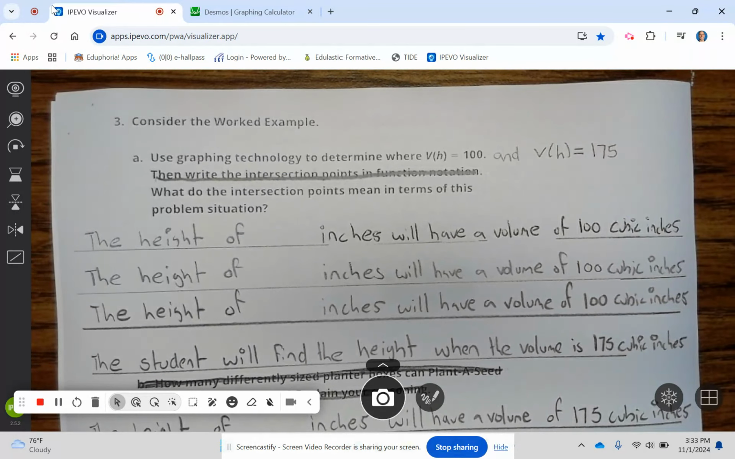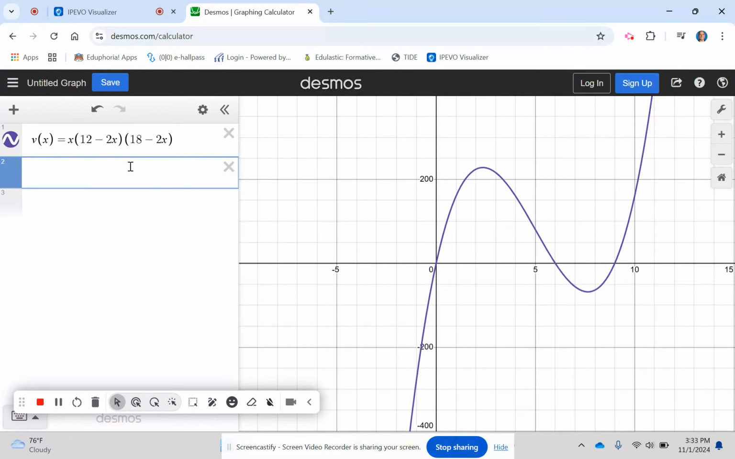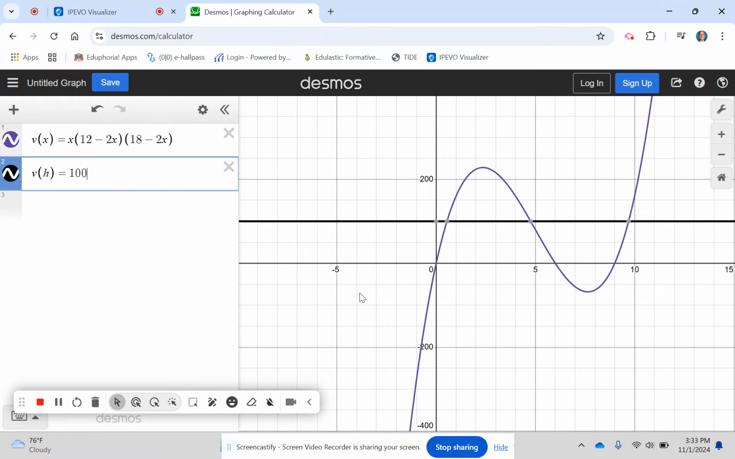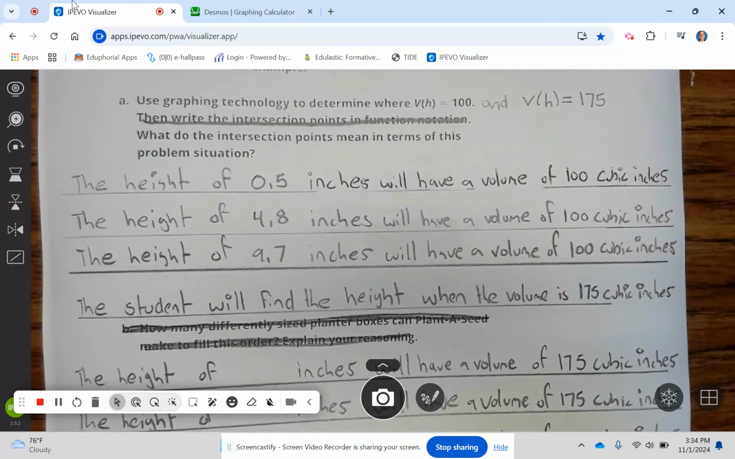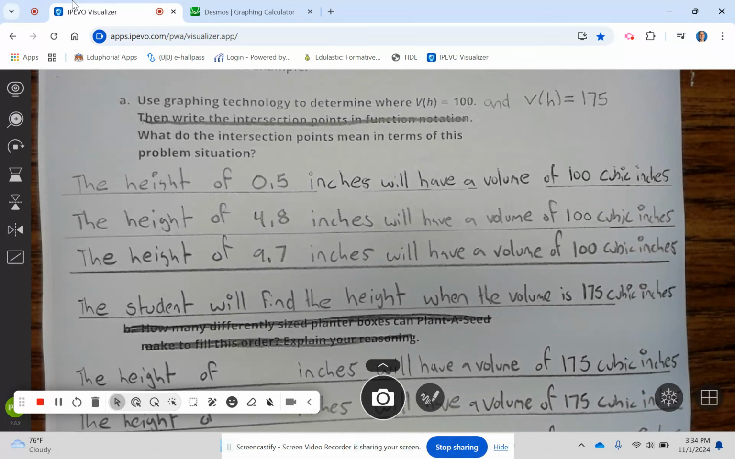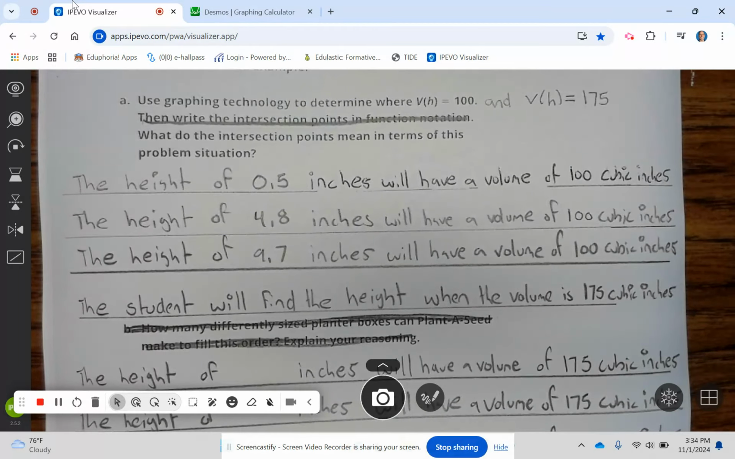Let's go ahead and find V(h) = 100. So I'm going to graph that. Rounding to one decimal place, these are our points: 0.5, 4.8, and 9.7. So the height of 0.5 inches will have a volume of 100 cubic inches. The height of 4.8 inches will have a volume of 100 cubic inches. The height of 9.7 inches will have a volume of 100 cubic inches.